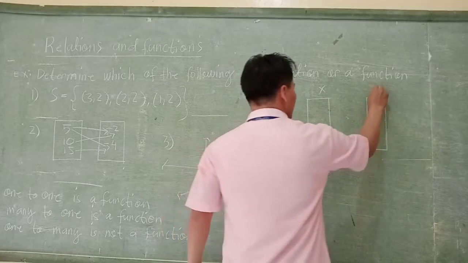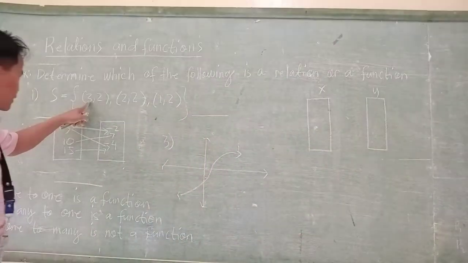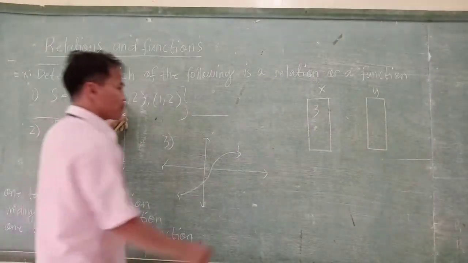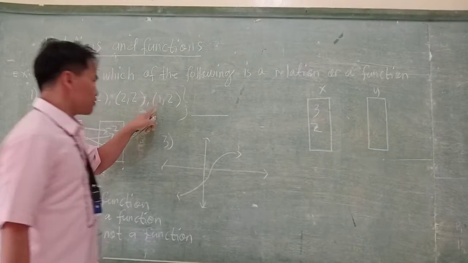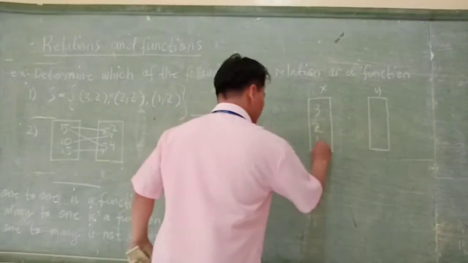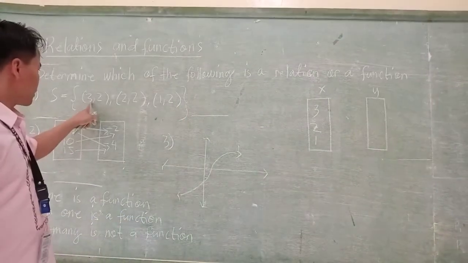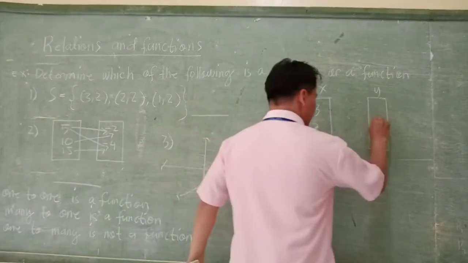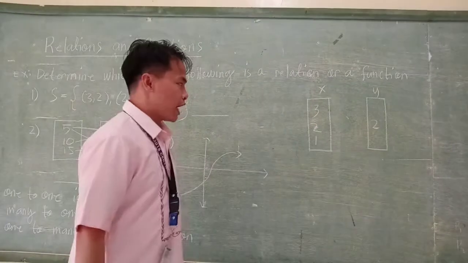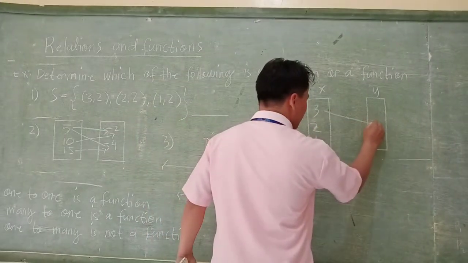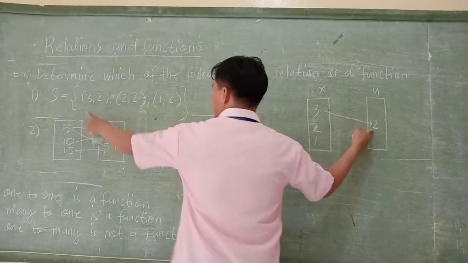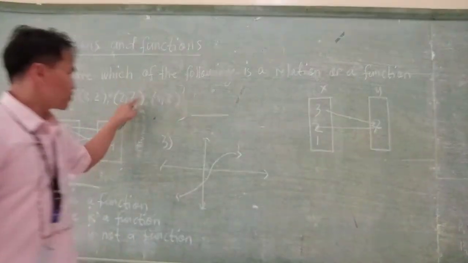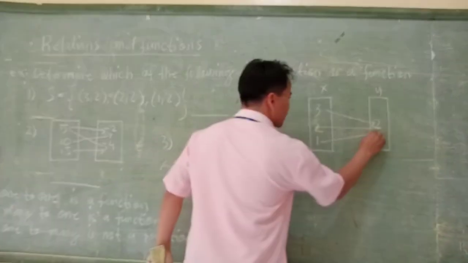So we have here x, the first value of x is 3, the second one is 2, and the third one is 1. Okay? Next, for the y value, we have y, 2, 2, and 2. So it has only one value. Okay? After that, we will have to draw a line for every number. Because we have 3 and 2. Okay? Next, we have 2 and 2, and next, we have 1 and 2.